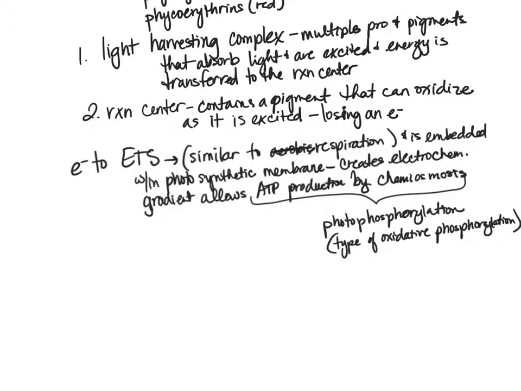So now that this electron has been removed from the reaction center and moved into the electron transport system, we now need to get a new electron in that reaction center. And this is where we come upon two different types of photosynthesis. So we have oxygenic photosynthesis and anoxygenic photosynthesis.